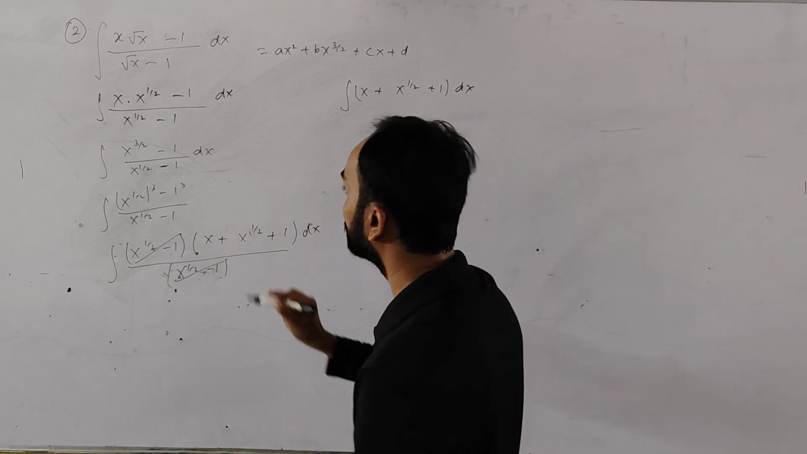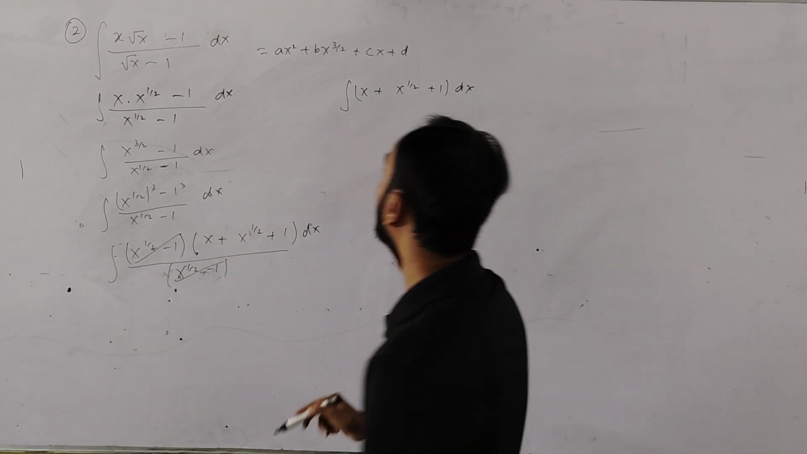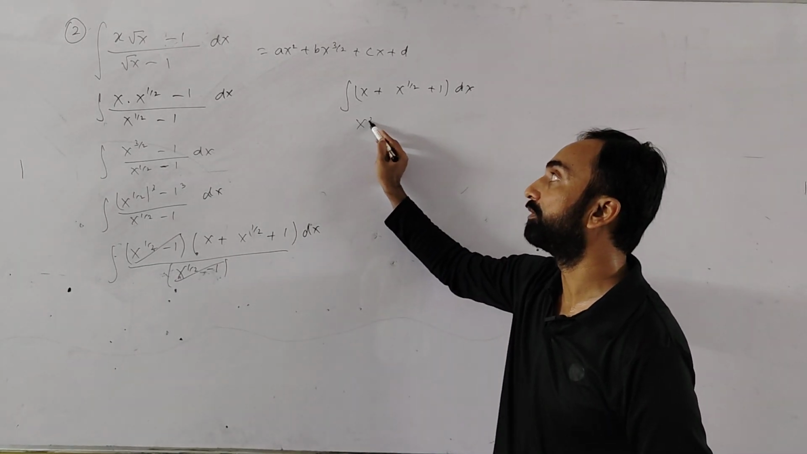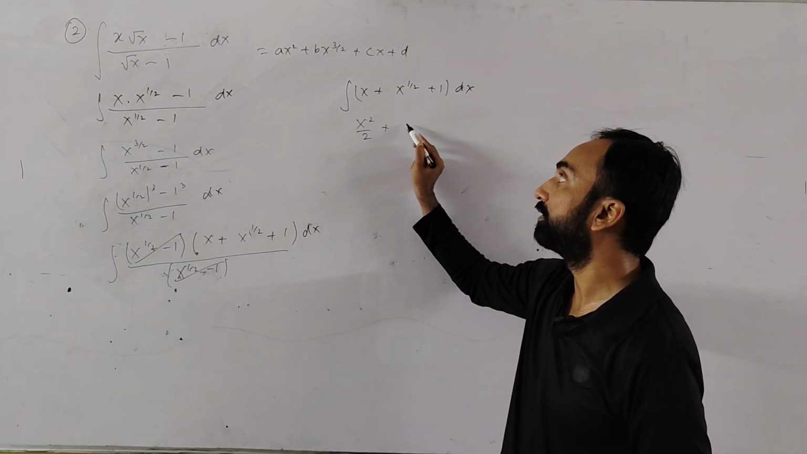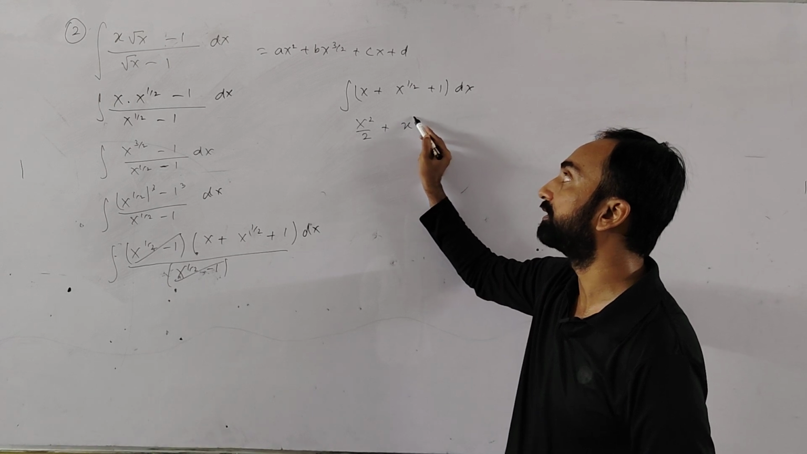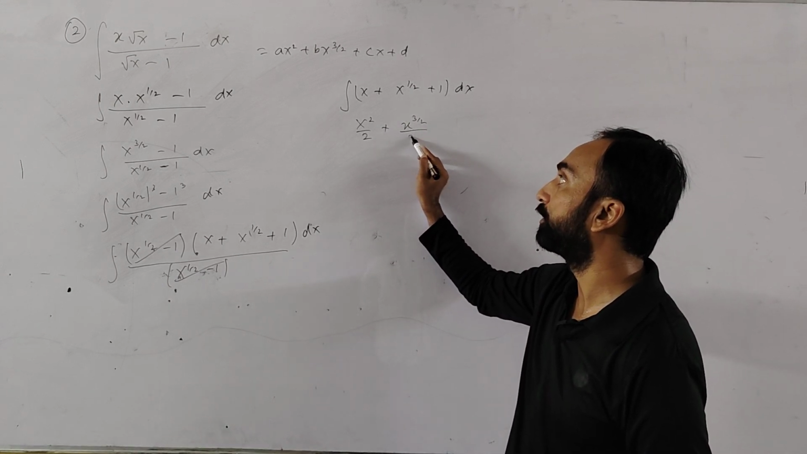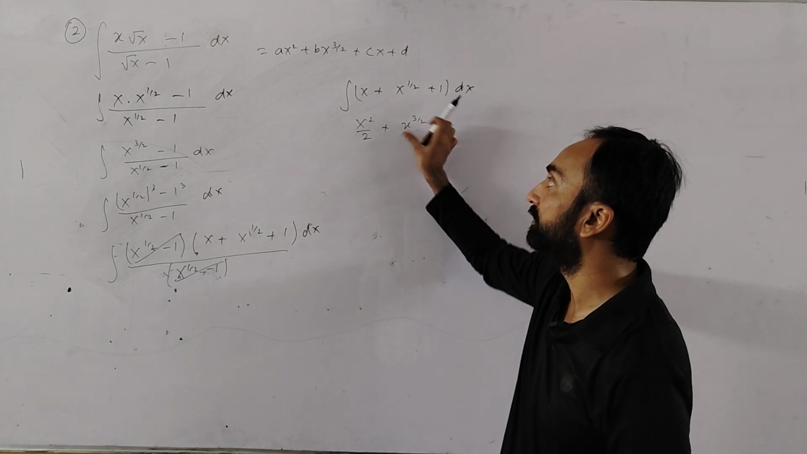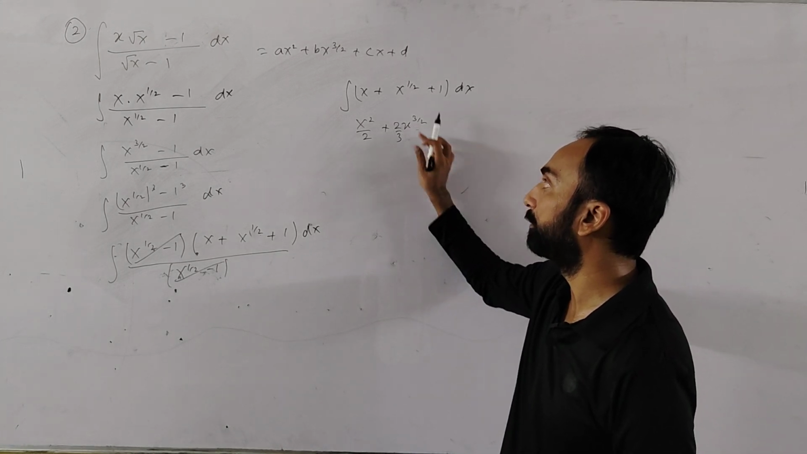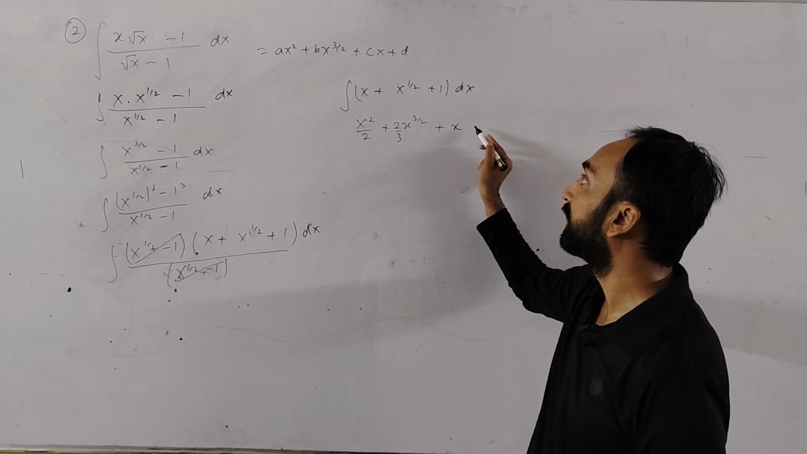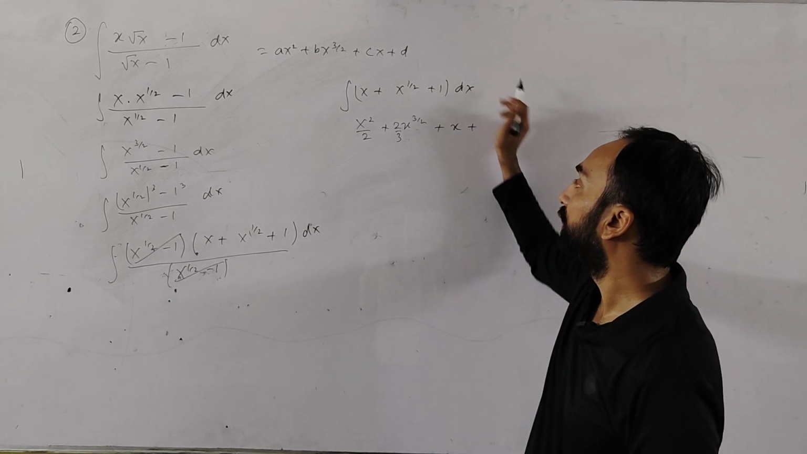Here I missed out dx. Okay, so what is the integration? Integral of x will be x square by 2. This will be x to the power half plus 1, which becomes 3 by 2, and here I can write 2 by 3, because 3 by 2 will become 2 by 3, plus this will become x, and this will become dx, no?